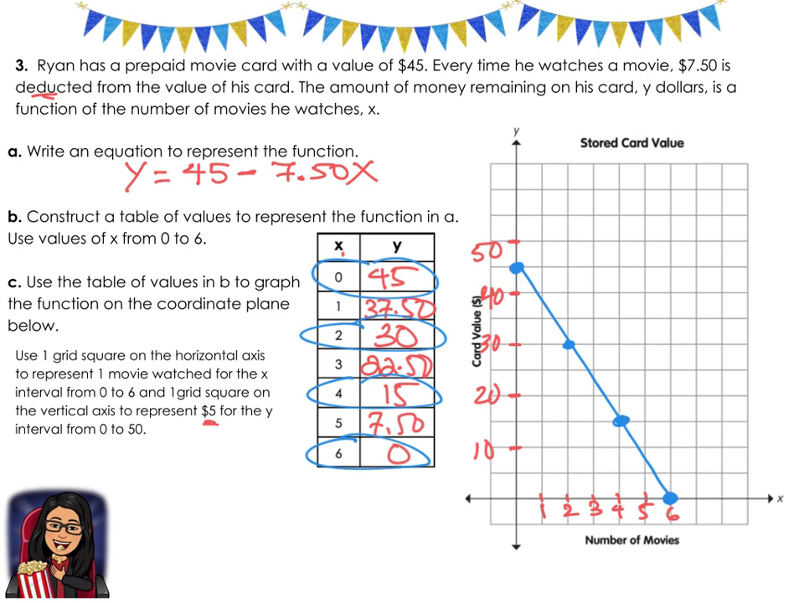You're done. Just to let you guys know, anytime you have dollars, if they don't label your graphs for you, the money will always be your Y, okay? And like the time will always be the X value.